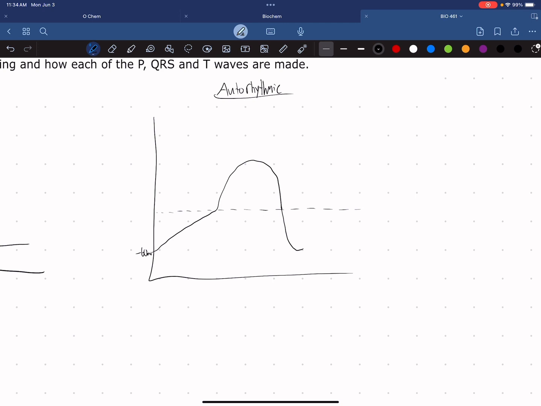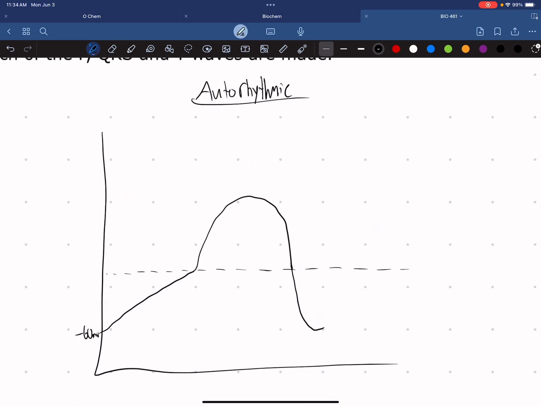Okay, so now we're going to talk about autorhythmic cells in the heart and their action potentials. So they differ a little bit from the other action potentials that we were looking at. So with these action potentials, there is a phase 4, a phase 0, and a phase 3. So we'll go ahead and talk about each one of those.